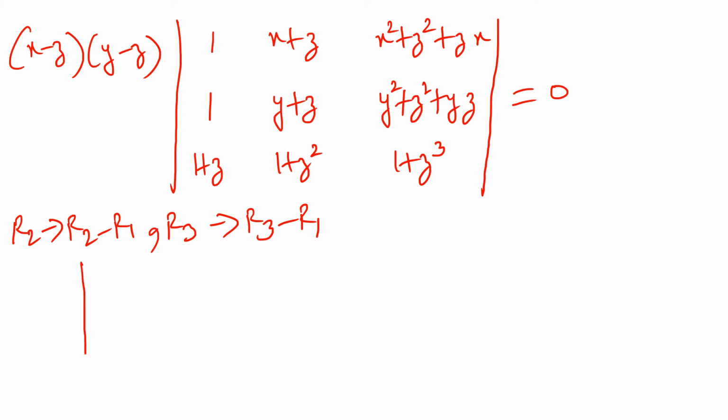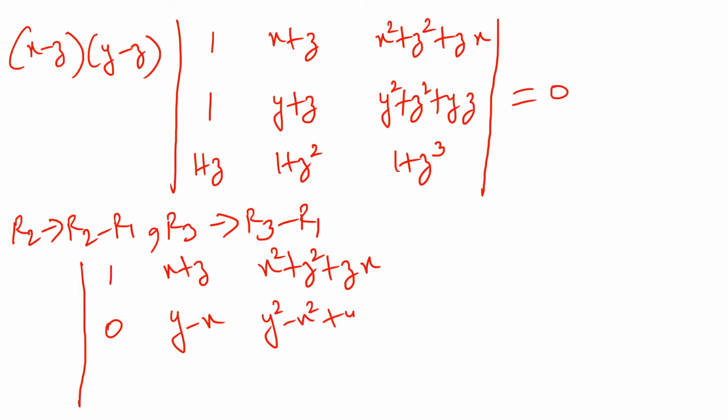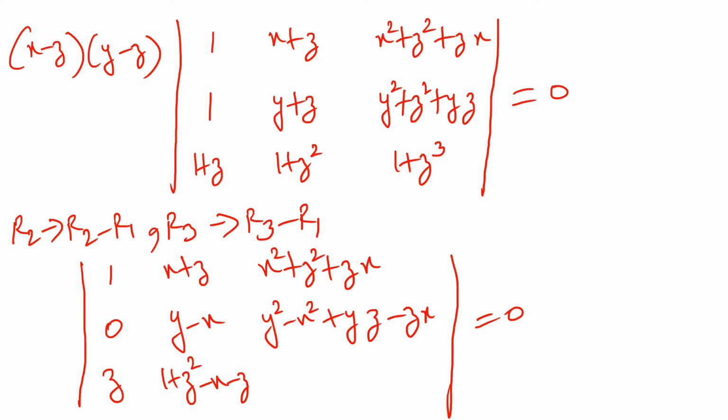Now students, you can see we will be getting the determinant as 1, then x plus z, then x square plus z square plus zx. In the second row, we'll be getting 0, then y minus x, then y square minus x square plus yz minus zx. And in the third row, we'll be having only z over here, and this second entry will become 1 plus z square minus x minus z. And the third entry will become 1 plus z cube minus x square minus z square minus zx.